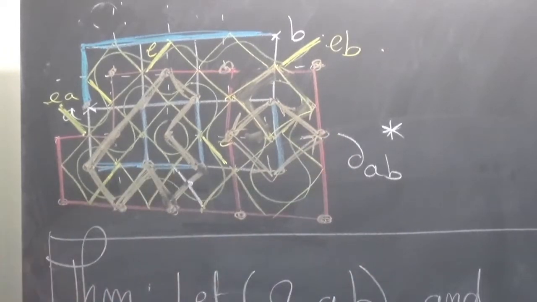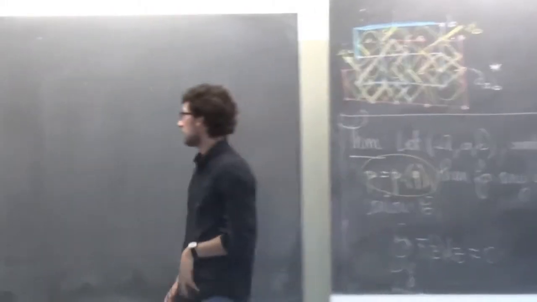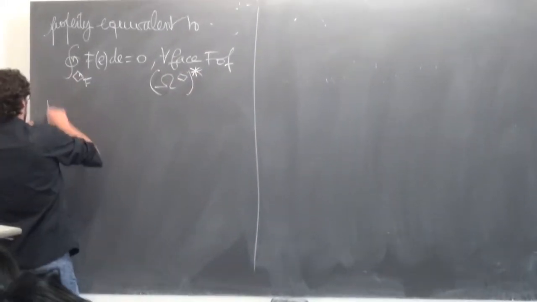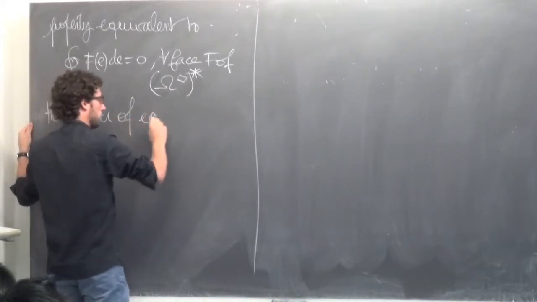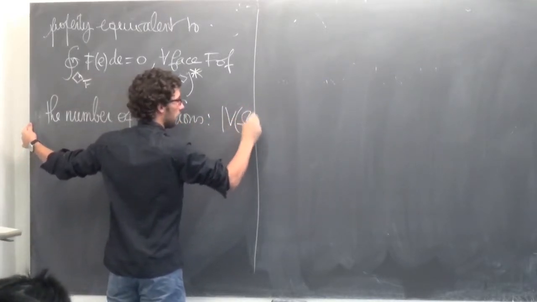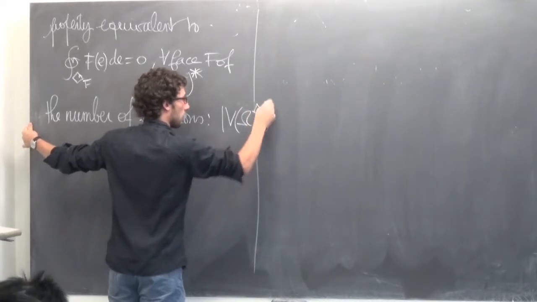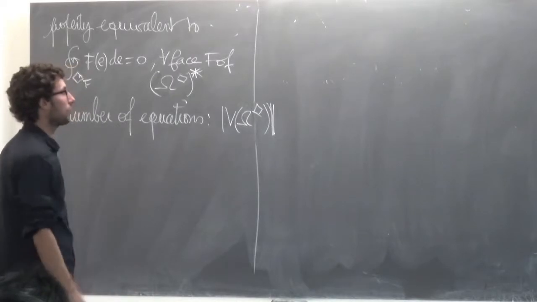Good. So it's indeed the face of the dual lattice, of the dual of the medial graph. But how many faces do I have? Well, I have one face per vertex of the original lattice. So the number of equations is simply the cardinality of this, the number of vertices of the medial lattice.